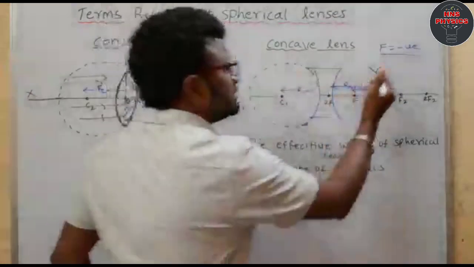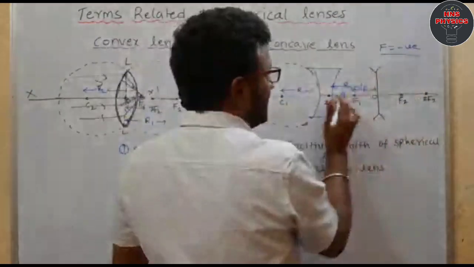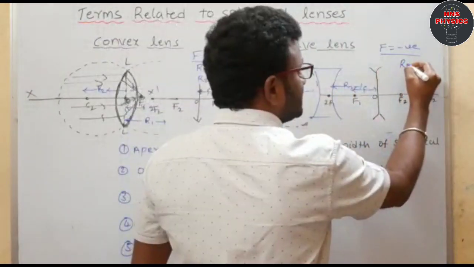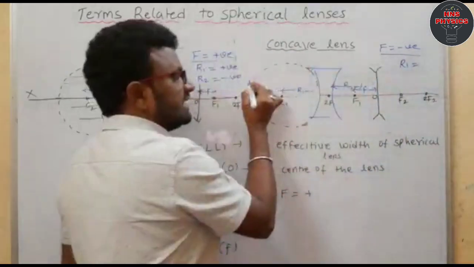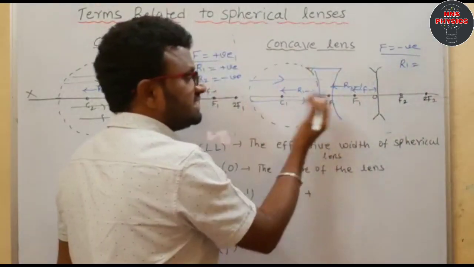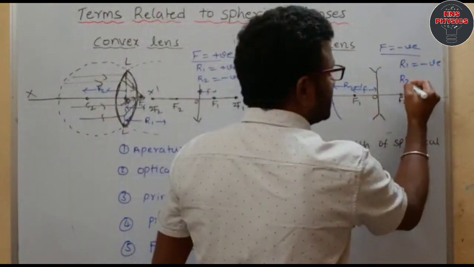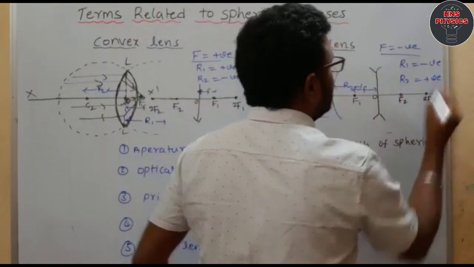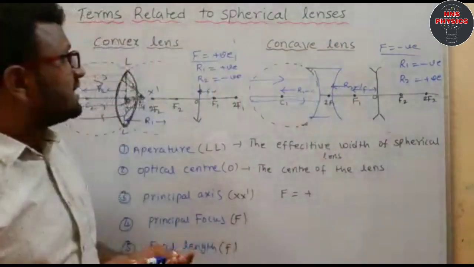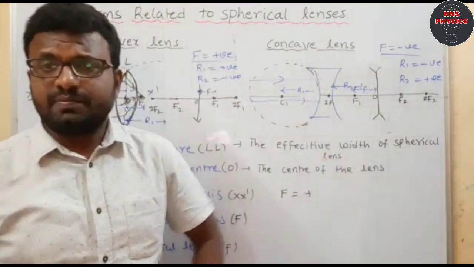Then for the concave lens, R1 is negative because it is measured opposite to the incident ray. The distance measured opposite to the incident ray is negative, and R2 is positive for the concave lens. So these are the terms related to spherical lenses.